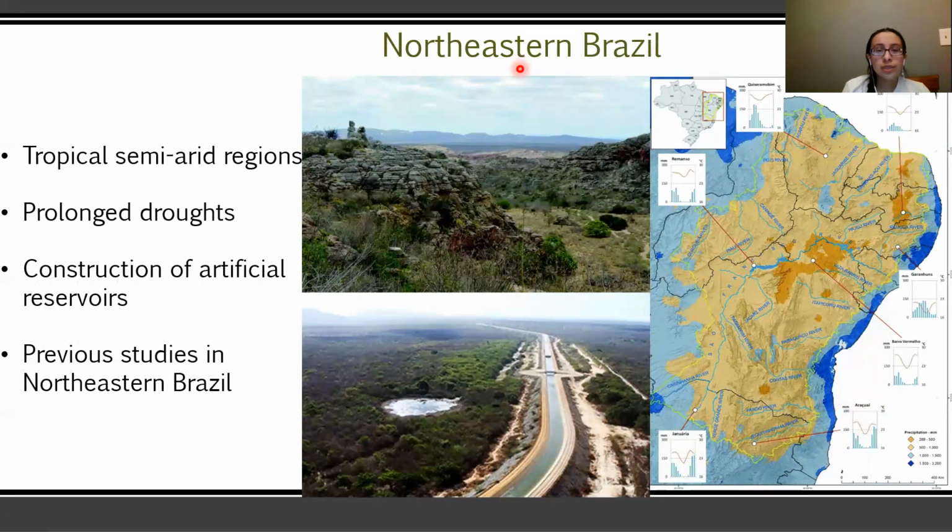And so northeastern Brazil is where the study took place, the Sierra study. Northeastern Brazil is characterized by having tropical semi-arid regions, as you can see in the pictures here. And so because of this, they have prolonged droughts. This has caused artificial reservoirs to be made, and these artificial reservoirs help the residents of this place. They provide water for irrigation and for fish farming. However, previous studies done in northeastern Brazil have shown that fish farming and the building of dams have actually provided an excess of nutrients into the reservoirs, causing a high amount of cyanobacterial blooms to grow there.